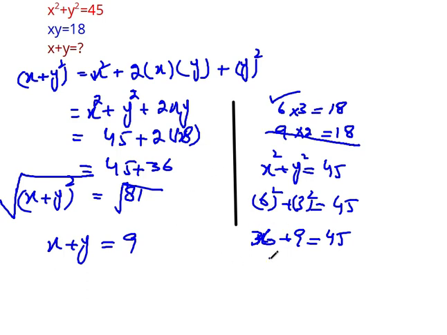The question asks for the value of x plus y. x is equal to 6 plus y is equal to 3, that is equal to 9. This is the very short method by which we can do it. So I have given the solution in both methods. In both methods the solution is 9, and you can adopt either method.